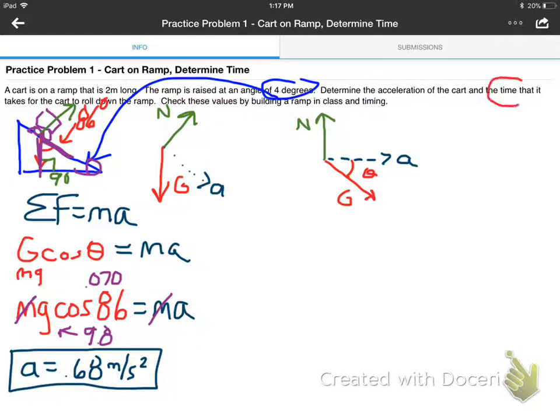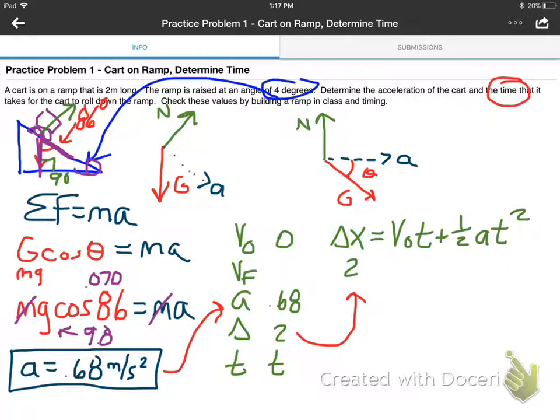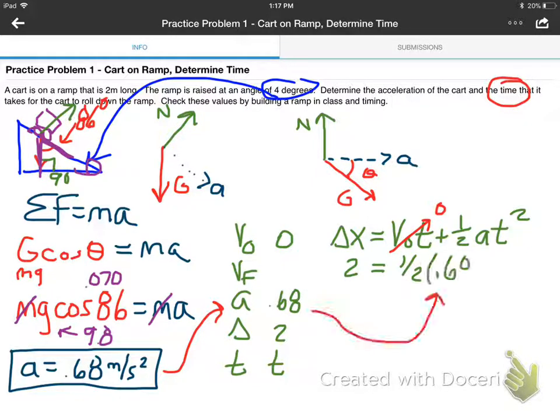The problem also asks how much time does it take, and if I'm looking for the time, I'm going to use kinematics. My initial velocity is 0. The acceleration is 0.68 that we just found, and delta x is 2 meters from what the problem tells us. And we're looking for what the time is. So I use my kinematic equation, delta x is v0t plus 1/2 at squared, and I bring in the pieces that I have. So delta x is 2 meters, and the initial velocity is 0, so that whole term goes away. And my acceleration is 0.68 and time squared.